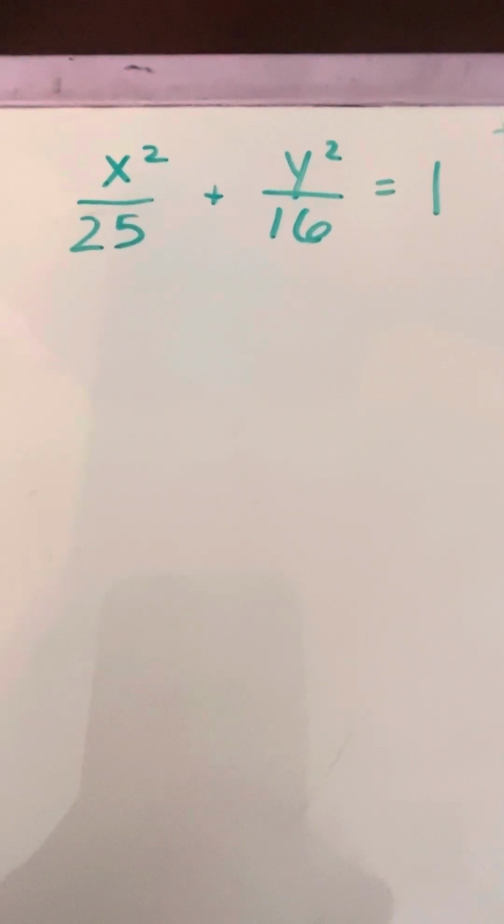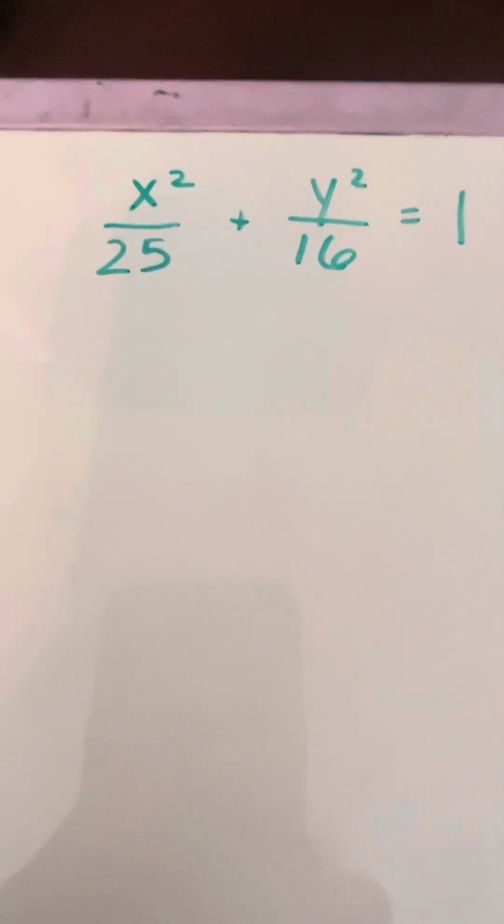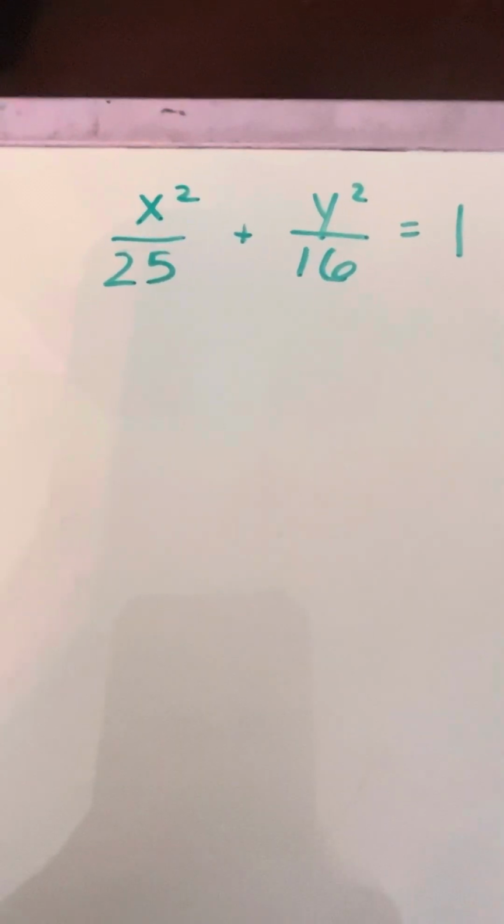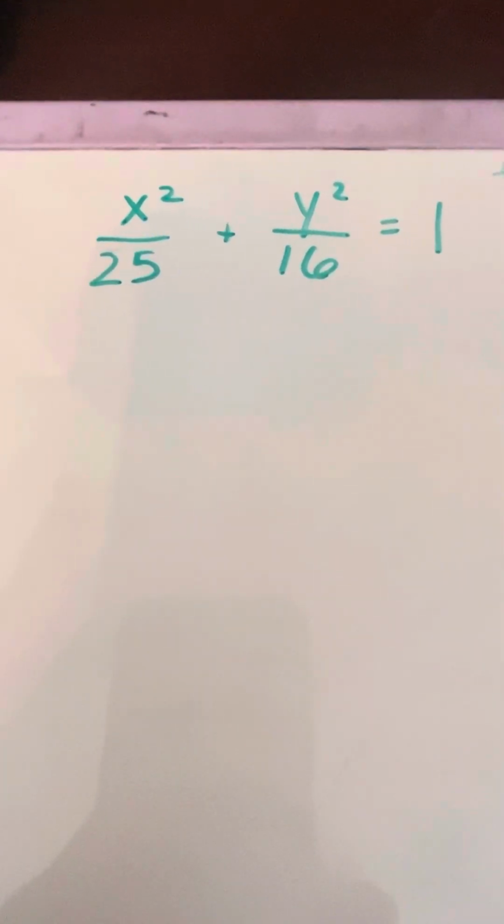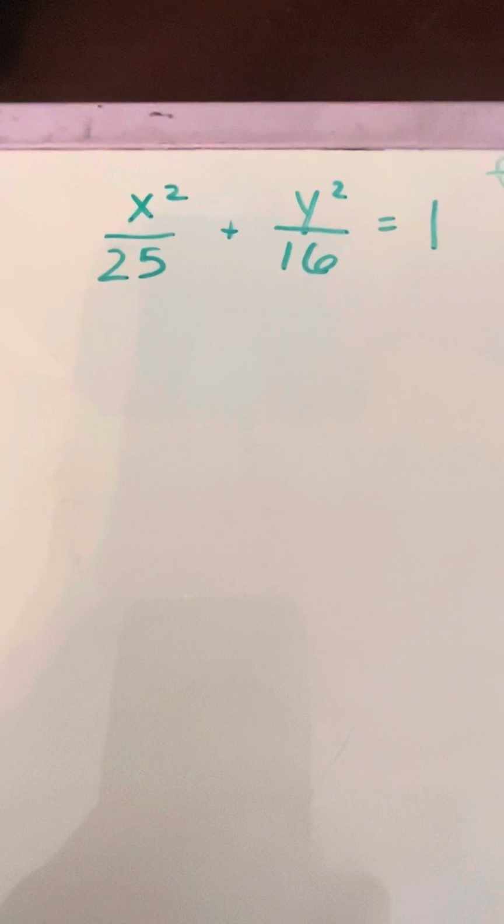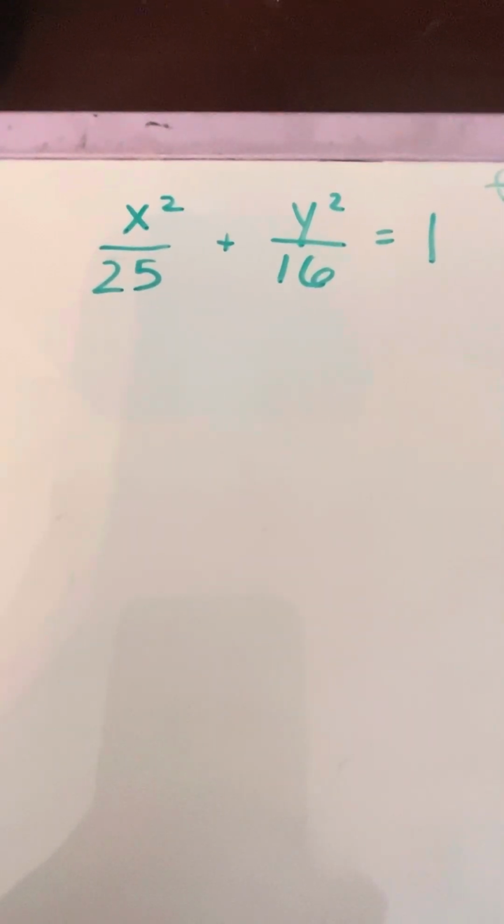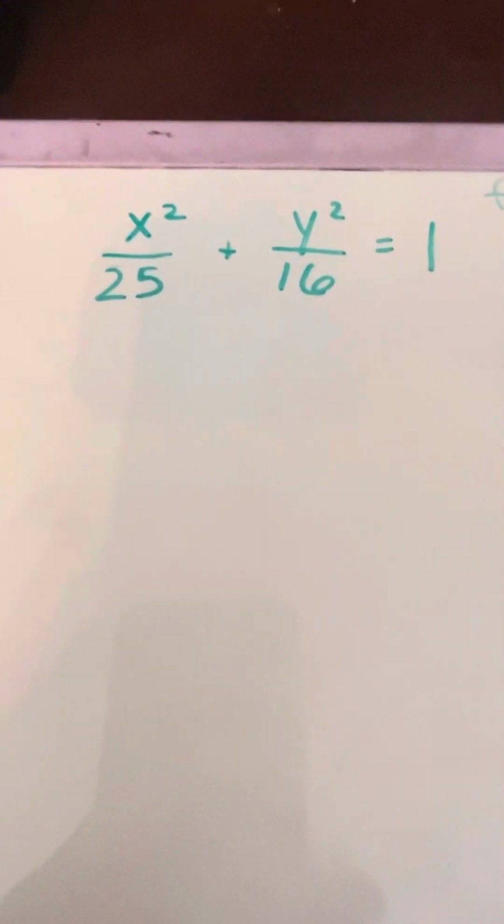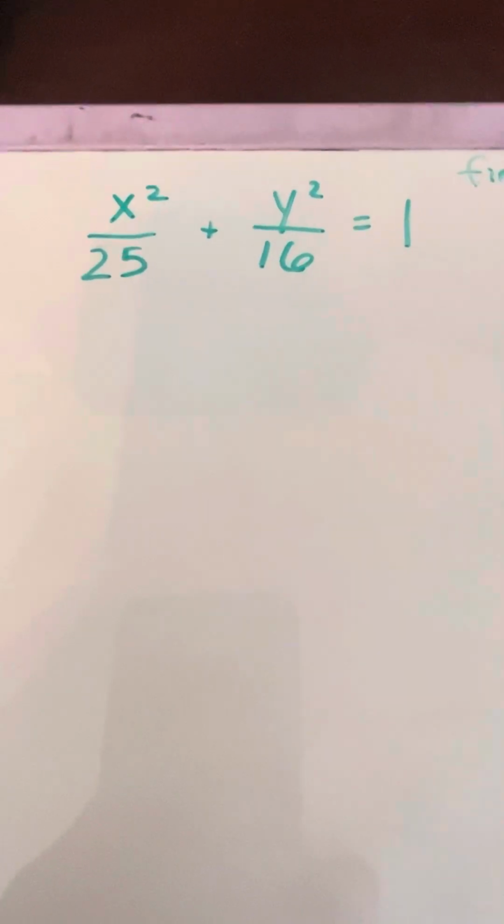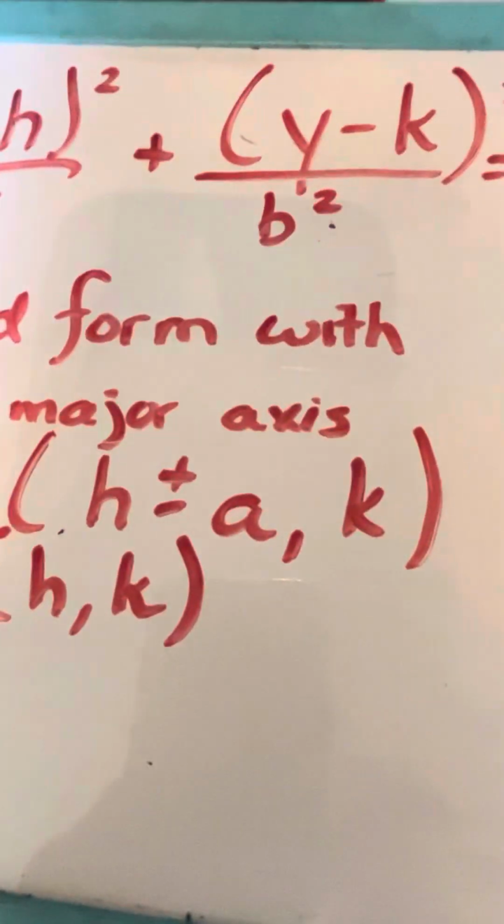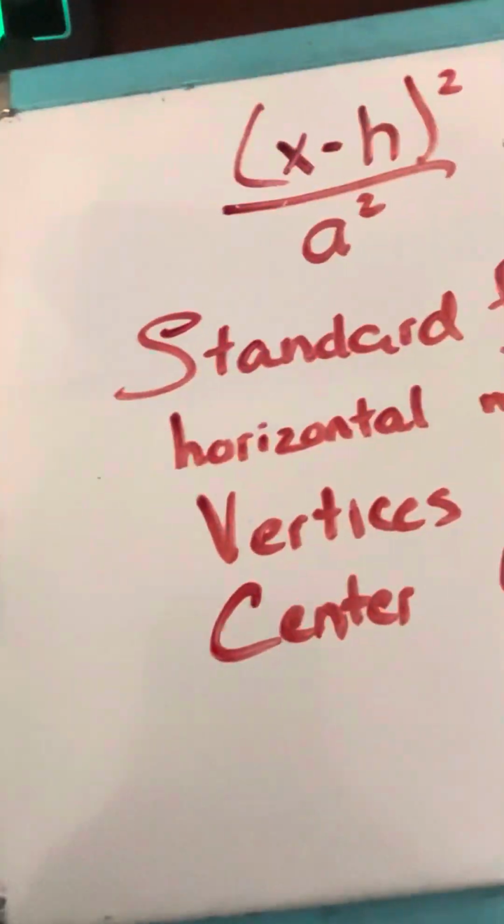All right, today we have the problem x squared over 25 plus y squared over 16 equals 1. And what we're trying to do is find the center and the vertices of this ellipse. We're going to be referring back to some of these formulas over here. We'll put those here for just a moment.